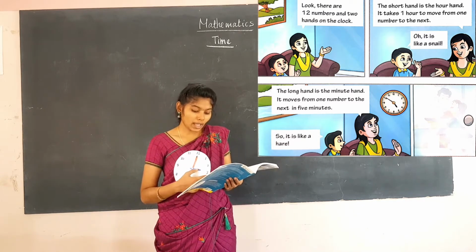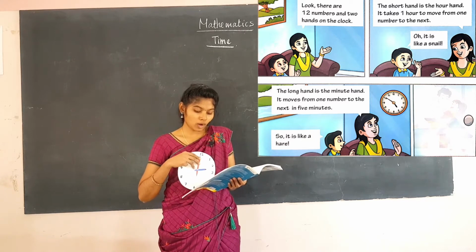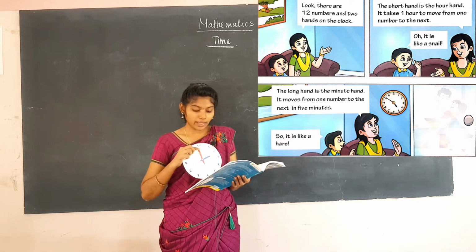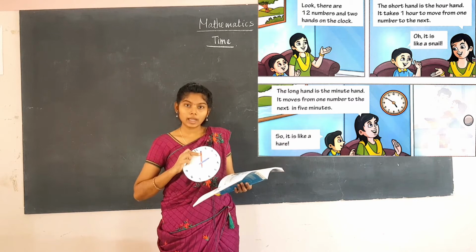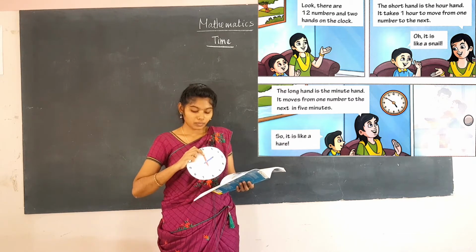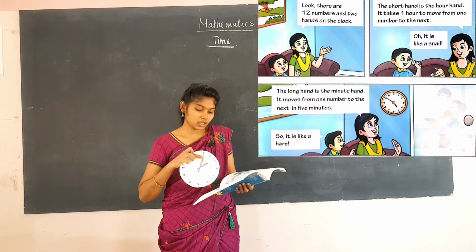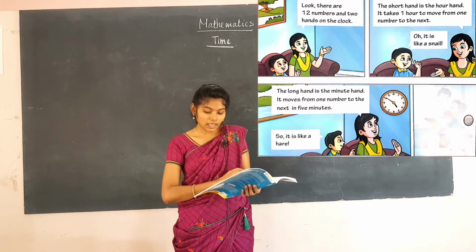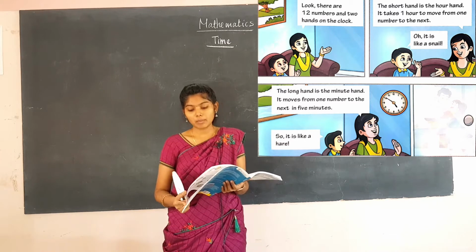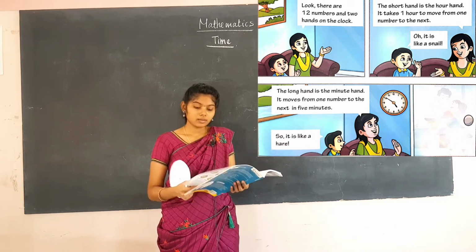And then the long hand is the minute hand. It moves from one number to the next in 5 minutes. So the long hand is the minute hand. It takes 5 minutes to move to the next number. So it's like a hare. He is just naming some names, snail and hare.